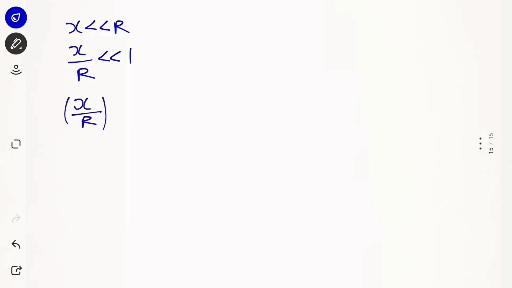As we know x is very less than r, it was given, so we can write x divided by r will be very less than 1. It means the square or cube or higher power terms of this will also be very less than 1. It means we can neglect these higher terms. Given the condition, the answer should not be 0 or indeterminate. If our answer is not affected by neglecting it, we can neglect it directly.